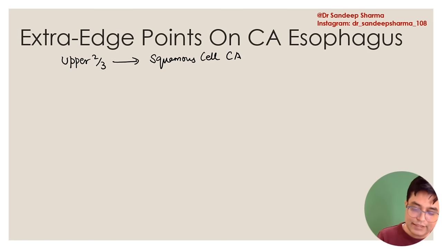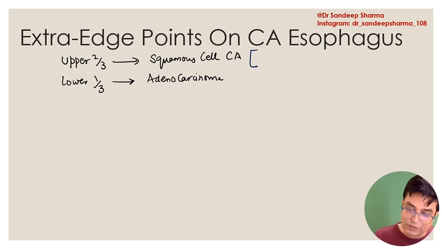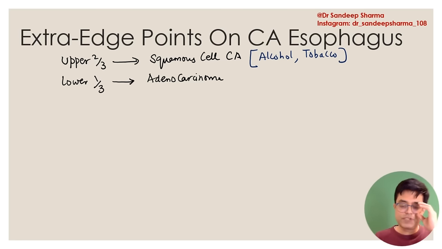And in case the carcinoma occurs in the lower one-third of the esophagus, then it is likely to be an adenocarcinoma. For squamous cell carcinoma, the risk factors will be alcohol and tobacco exposure. So alcohol and tobacco exposure produce which type of carcinoma? Squamous cell carcinoma. Where does squamous cell carcinoma occur? The upper two-thirds of the esophagus. Adenocarcinoma is the variety which is usually associated with Barrett's esophagus.